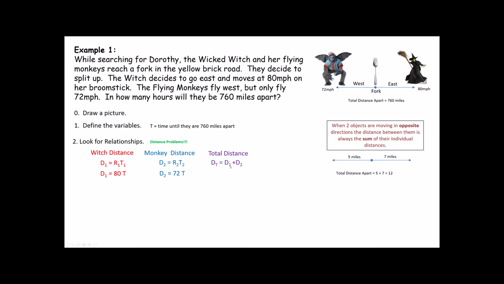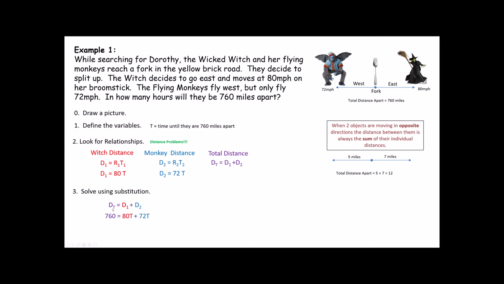I'm going to put the 80t in instead of the d1. I'm going to come over here. If D2 is the same as 72t, I'm going to replace this D2 with that 72t. And there again, I already know the total. Using substitution, notice I changed D1 to red so it matched. I changed D2 to blue so it matched, but it's the same exact equation.